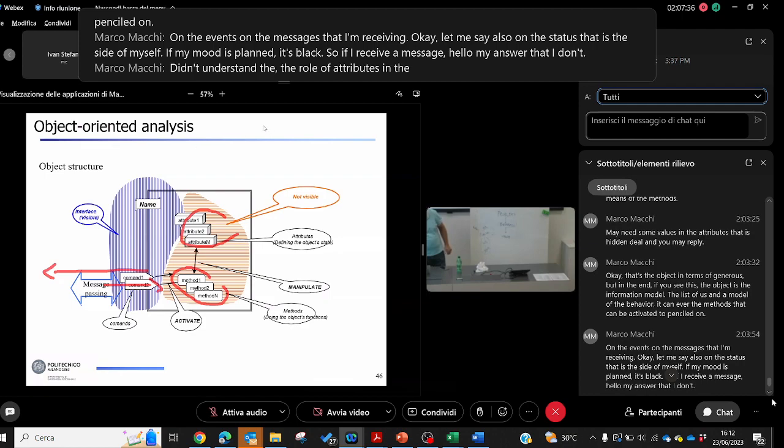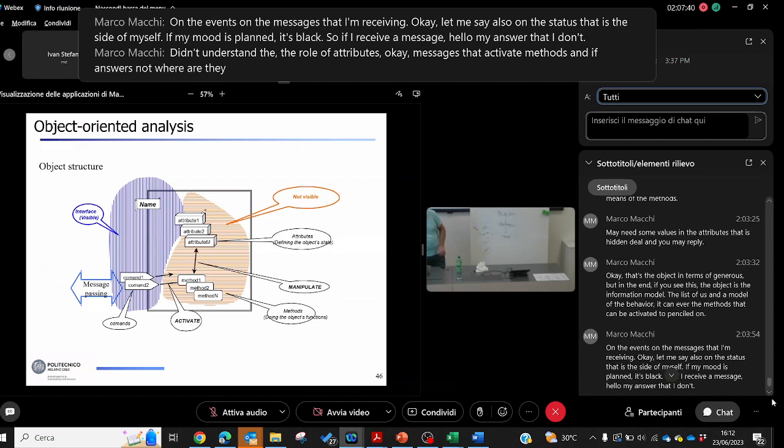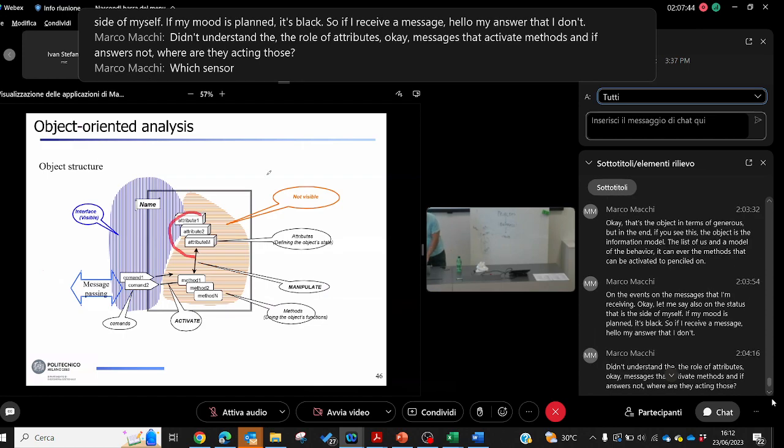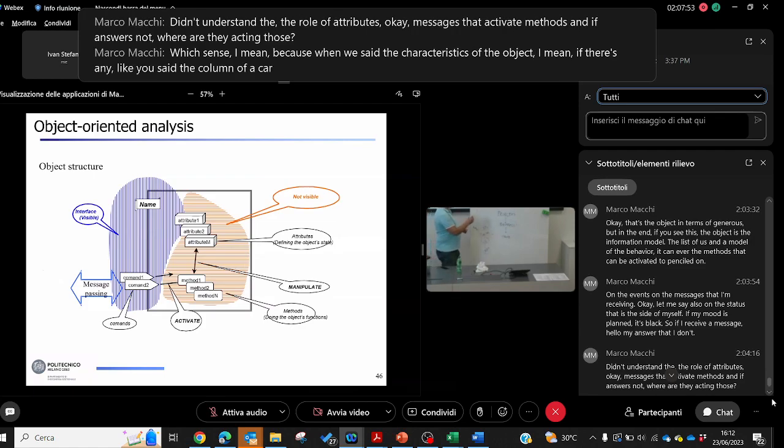Okay, messages activate methods, and if answers not, where are the attributes there? In which sense? I mean, when we said the characteristics of the object, if they're static, like you said, the color of a car, I don't understand what's their role.